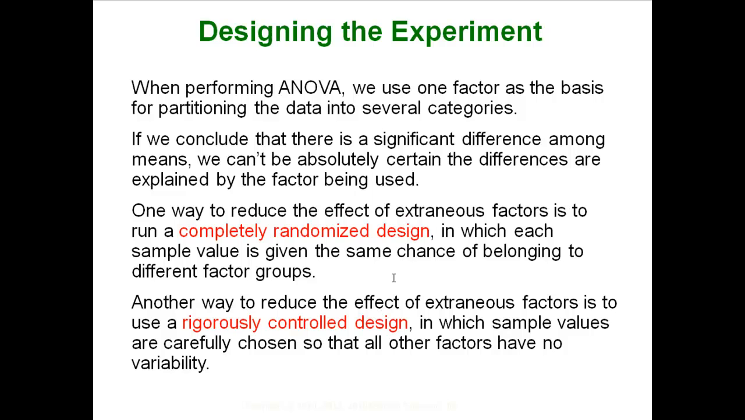Another way to reduce the effect of extraneous factors is to use a rigorously controlled design, and what that means is sample values are carefully chosen so that all other factors have no variability. So this would go back to the lead stuff where you have a bunch of patient files, right, and you have taken them and put them in 3 groups based on their blood lead levels. And now you look at those 3 groups and say, how can we make them as homogeneous as possible? So maybe we think gender has something to do with IQ. I know it doesn't, but if you did, you'd say, okay, then let's look at just one gender.